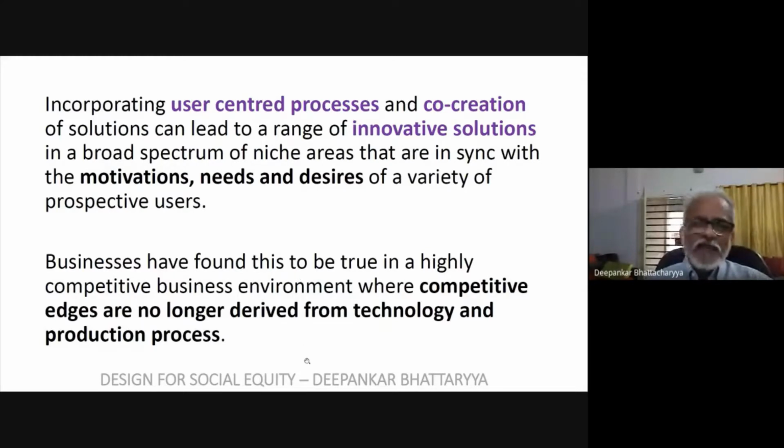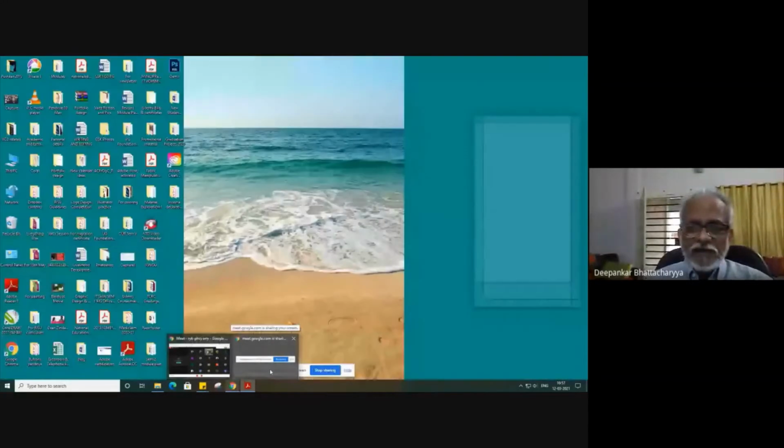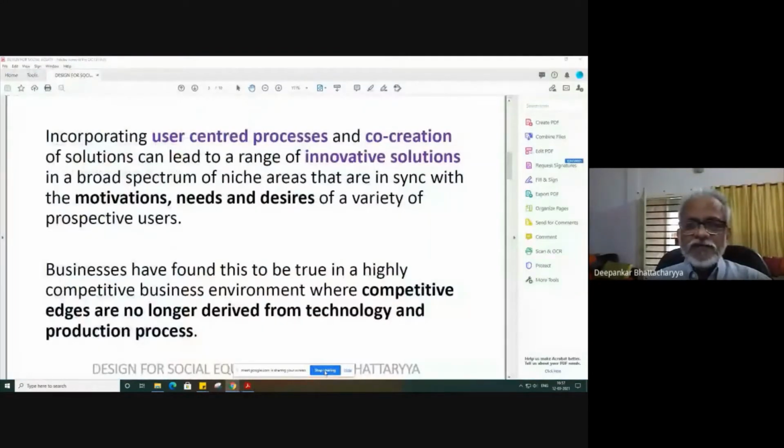Now, this gives us scope to start understanding the meaning of these user-centered processes, to delve a little more into what these user-centered processes can mean, and how co-creation and user-centered processes become the cornerstone of product development in today's time.